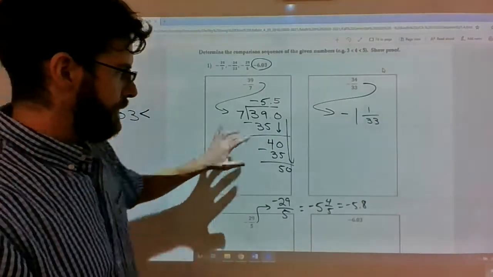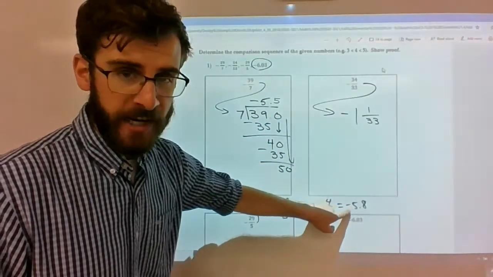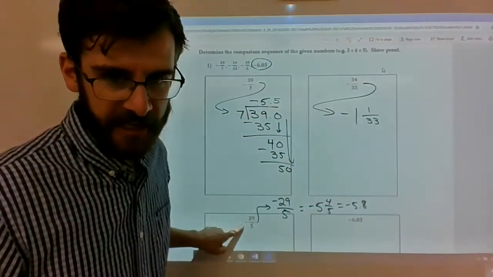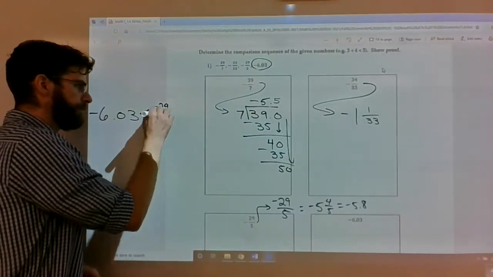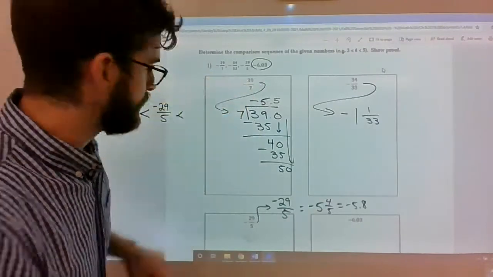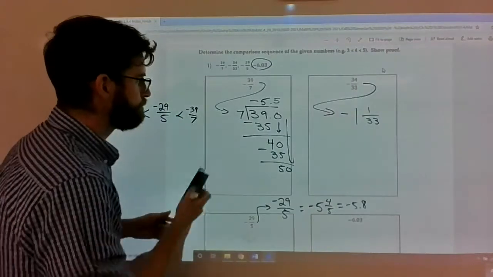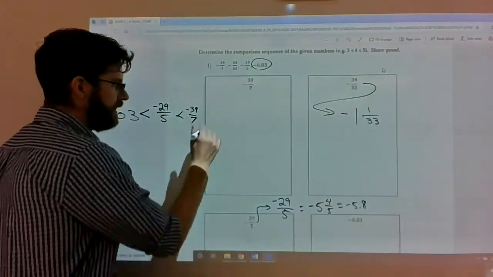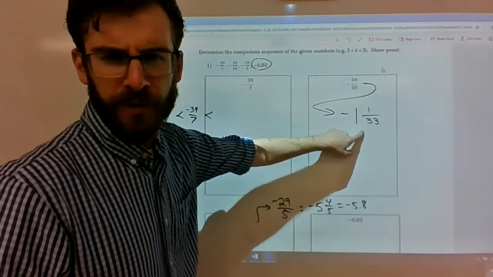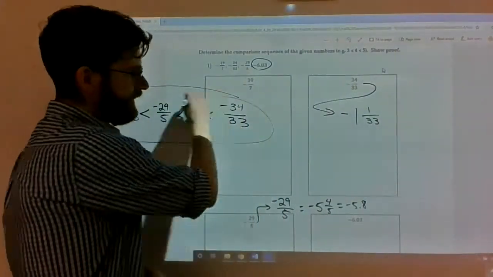The one smaller between these two is going to be negative 5.8. Negative 5.8 is further left on the number line than negative 5.5. So we're going to go to the original of that, negative 29/5, which is less than this one, which is negative 39 over 7. And that's less than this negative 1 point, I think that's 0.03 repeating value. And there's a comparison sequence.